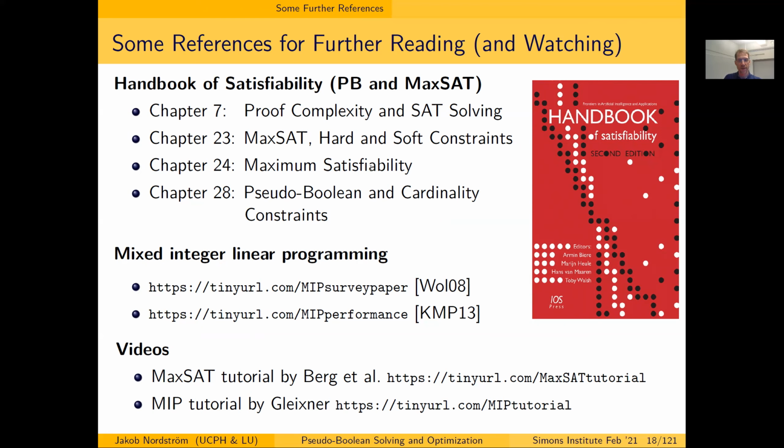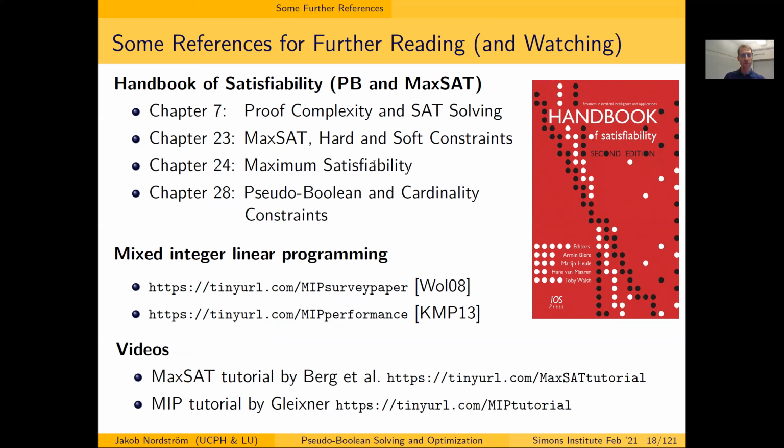Although this will be a somewhat long collection of videos, it will still be only a very, very selective survey of this area. So here are some references for further reading. Four chapters in the Handbook of Satisfiability that is just out. The second edition is being printed and distributed as we speak, and it's a fantastic book. In particular, I can recommend chapter 7 on proof complexity and SAT solving, which contains a lot of the material I'm going to talk about. Also chapters 23 and 24 on max SAT. And chapter 8 also contains material on pseudo-Boolean solving.